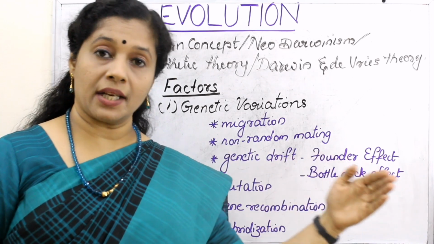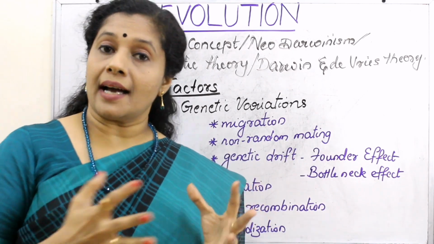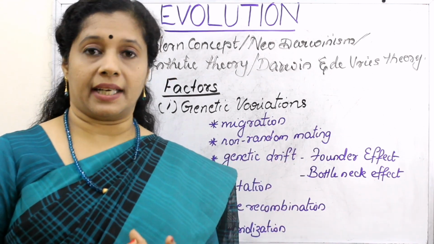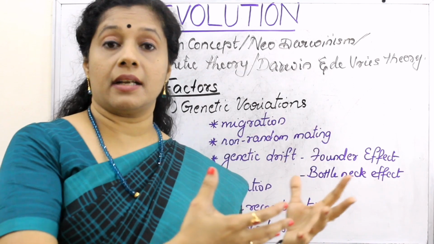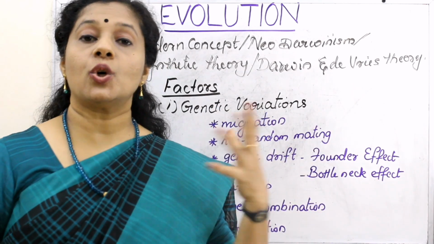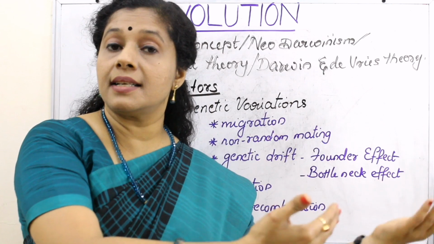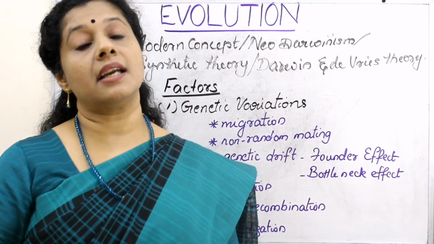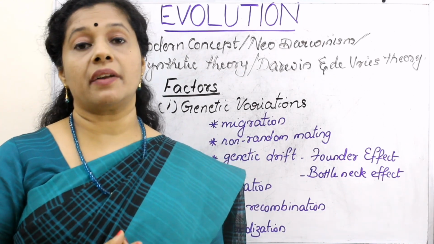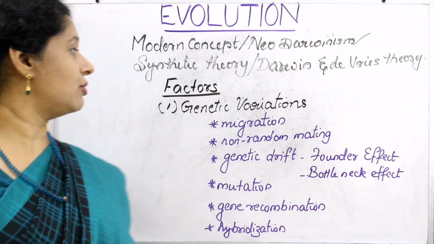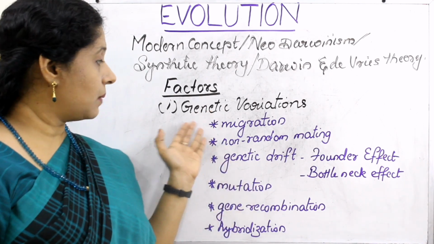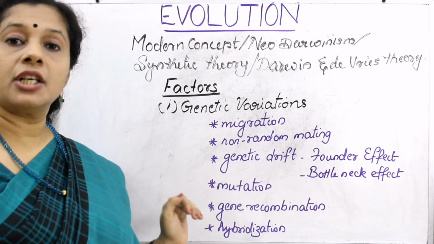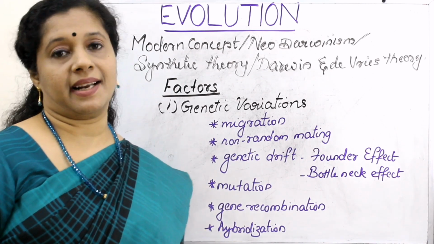So when these genetic variations are passing on, we know certain characters are being selected, but certain characters may disappear. According to that, certain gene frequencies may increase, means whichever characters are selected, those genes are increasing. So their frequency is increasing in the gene pool. At the same time, certain other gene frequencies are decreasing also. So the change in gene frequency in a population can be due to various reasons. First one, migration, non-random mating, genetic drift, mutation, genetic recombination, or hybridization.